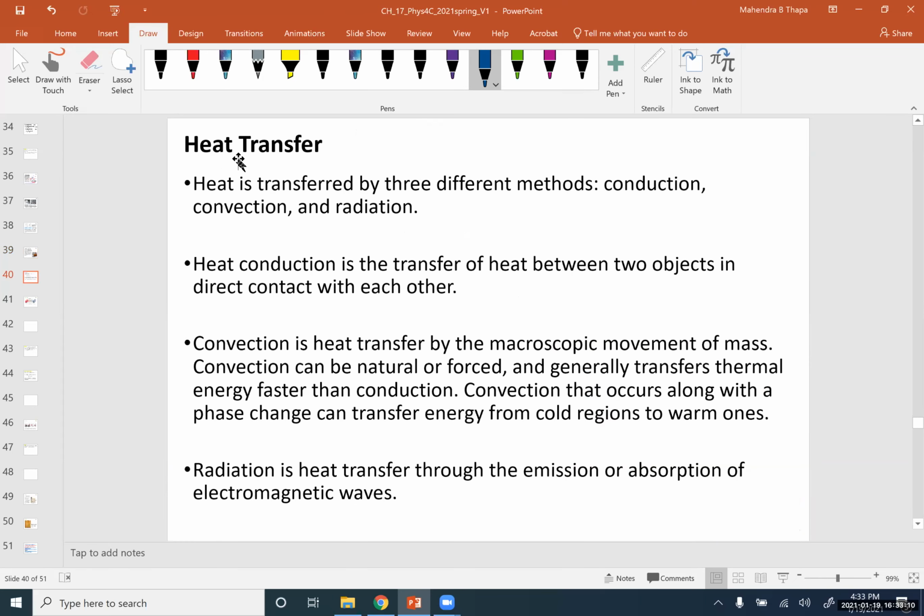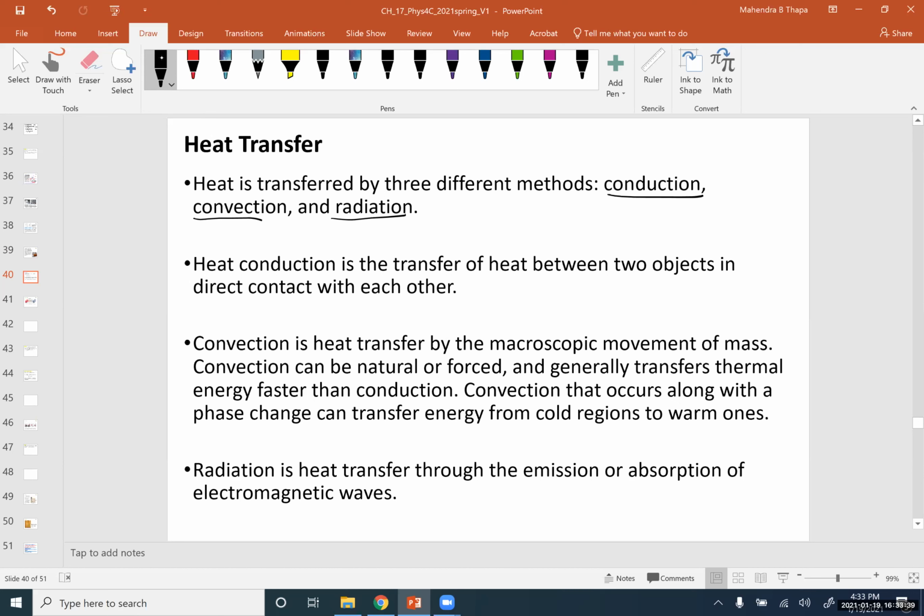Let's go to the topic of heat transfer. We can understand that heat transfer could happen in three different ways: conduction, convection, and radiation. The first mode is conduction. In conduction, heat transfer between two objects happens from point to point.